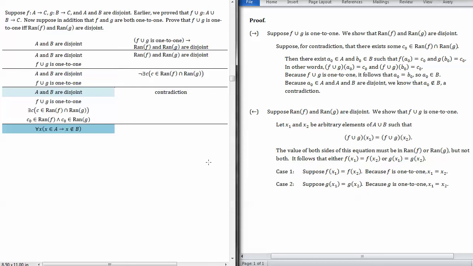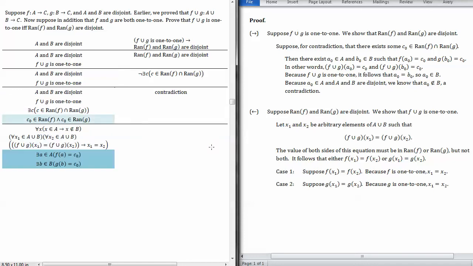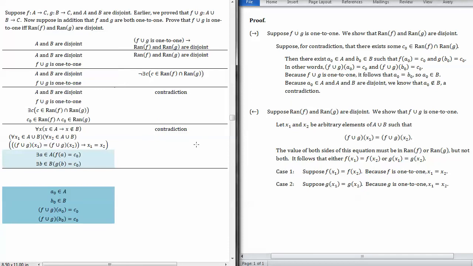A and B being disjoint gives us that definition. And f union g being one-to-one means if you take any x1 and x2 in the domain of that function, and if they have the same image, then they must be equal, right? Now, c naught being in the range of f means there exists some a in the domain of f, which is capital A, which gets mapped to c naught by f. And similarly, c naught in the range of g means we have a b in B, which gets mapped to c naught by g. And a couple more existential instantiations give us that.